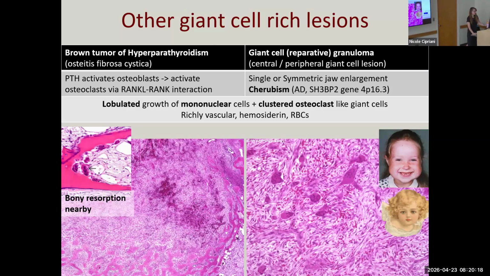If this is in the context of a syndrome, i.e. cherubism, where these kids have big puffy cheeks, it's bilateral jaw enlargement with this lesion, which is basically this growth of background mononuclear to spindled cells with clustered osteoclast-like giant cells, lots of extravasated red cells and hemosiderin. And this looks exactly the same as brown tumor. So just check parathyroid hormone, check for syndrome, check that it's also not, what does it also mimic? Kind of a solid aneurysmal bone cyst. So those three things I would keep in mind.